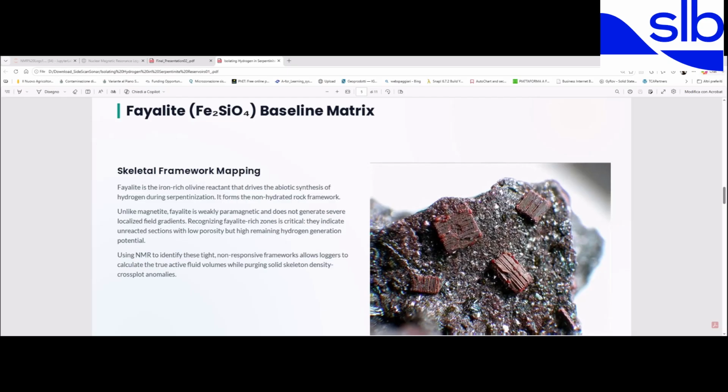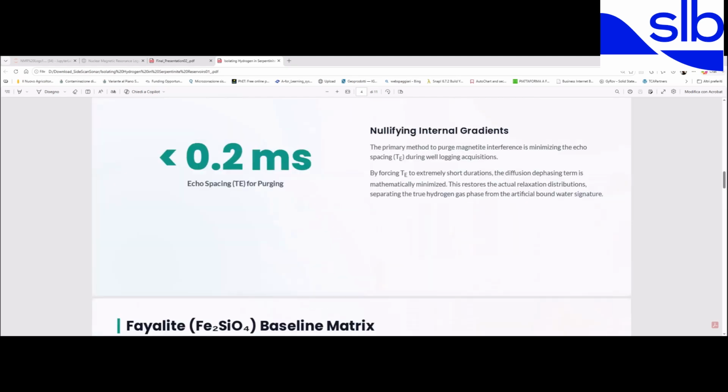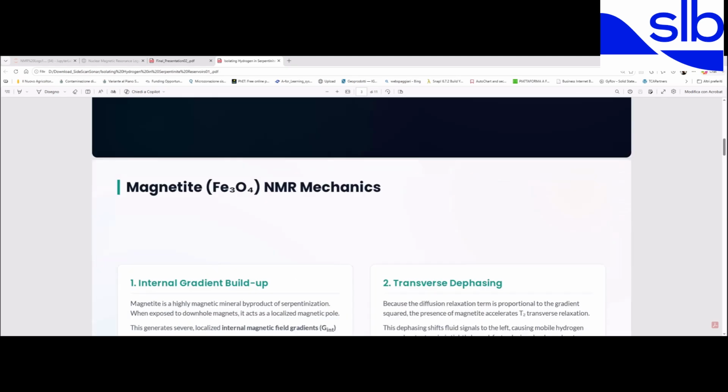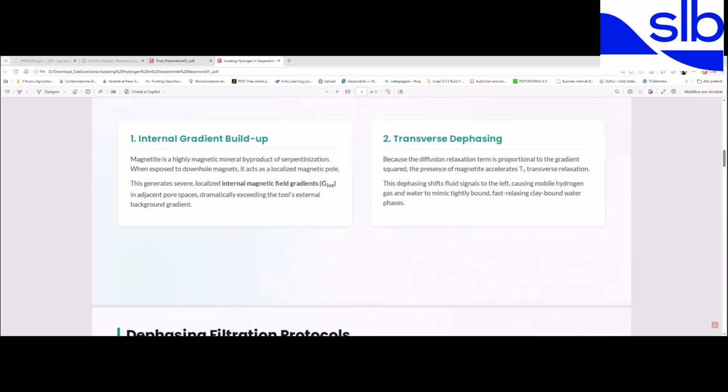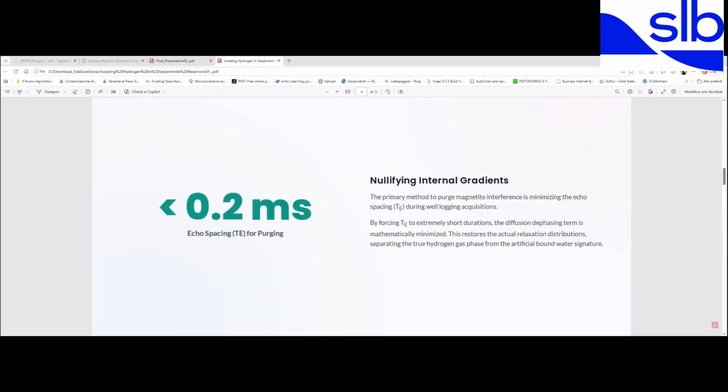Using nuclear magnetic logs to identify this tight, non-responsive framework allows loggers to calculate the true active fluids volume while pursuing solid skeleton density cross-plot anomalies. So the real trouble is the dephasing of magnetite. The presence of magnetite is still sometimes a troubleshooting value for nuclear magnetic logs because it introduces magnetic fields.